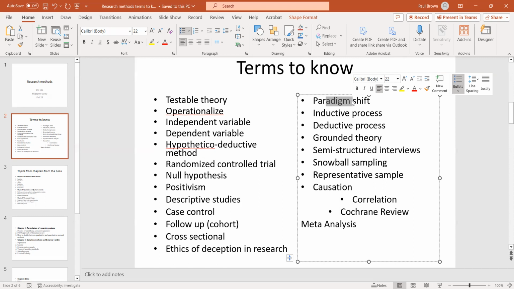Okay, any other questions on any other terms? Yeah. So what do I mean by operationalize? Well, like in this case, you want to do sleep and GPA. How would you operationalize sleep?